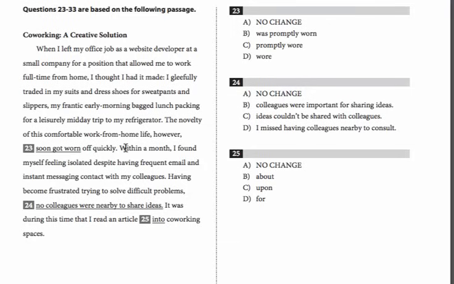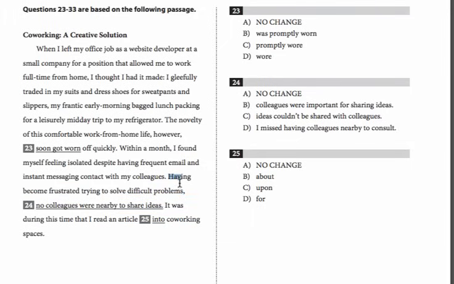So now I keep reading. Within a month, I found myself feeling isolated despite having frequent email and instant messaging contact with my colleagues. Having become frustrated trying to solve difficult problems, no colleagues were nearby to share ideas. All right, I'm already seeing this is a little bit of a misplaced modifier issue.